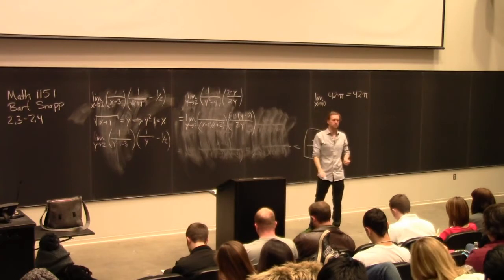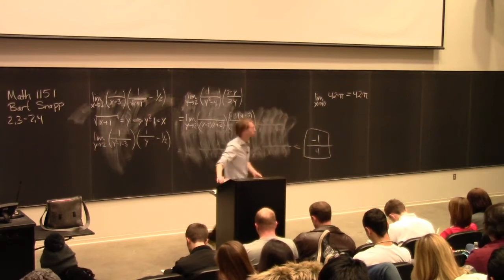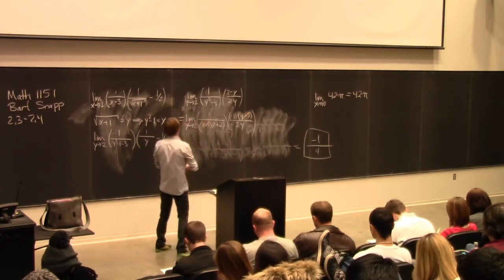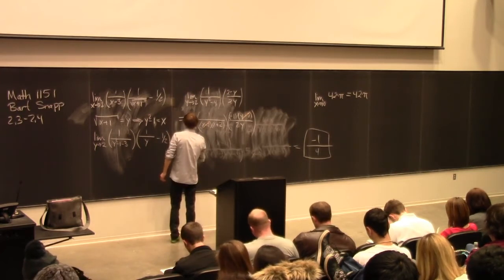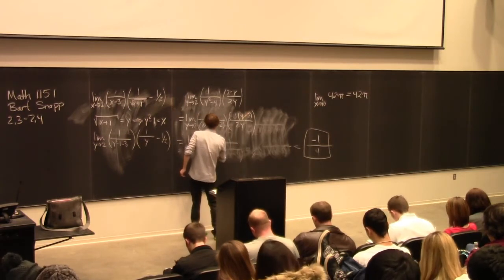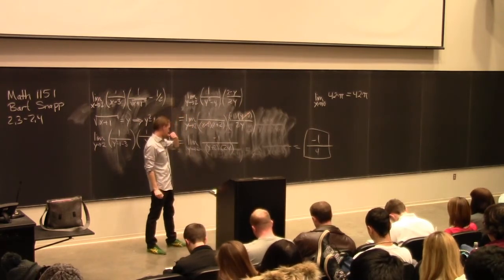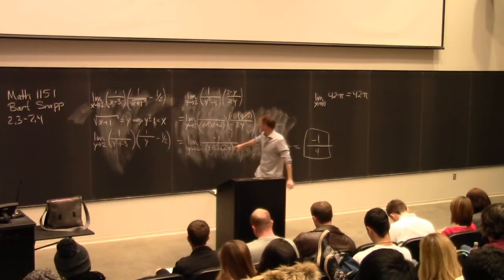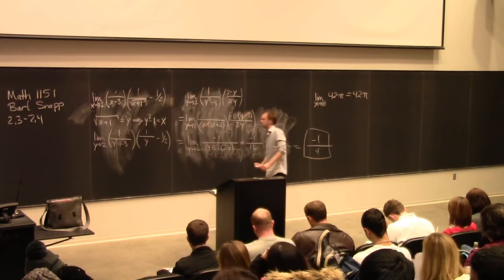So what can I do now? I can cancel. And at this point, I'm done, because this is the limit as y goes to 2 of minus 1 all over y plus 2 times 2y. And can I plug in 2 here? Yeah, I can. So this is going to be 4 times 4. This is equal to minus 1 over 16.